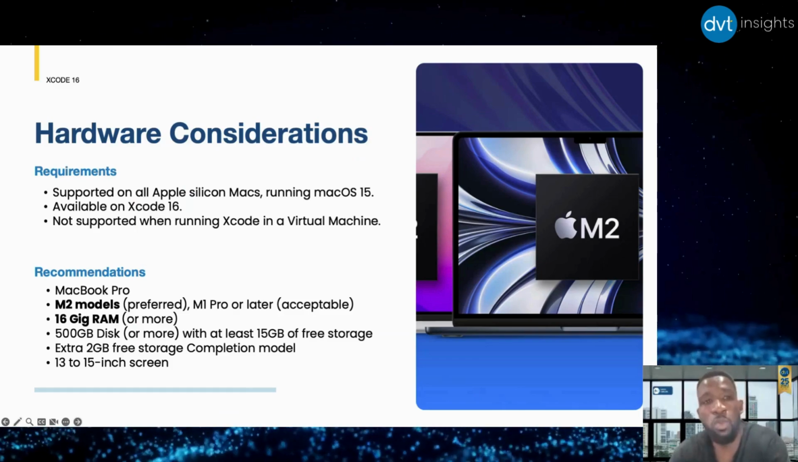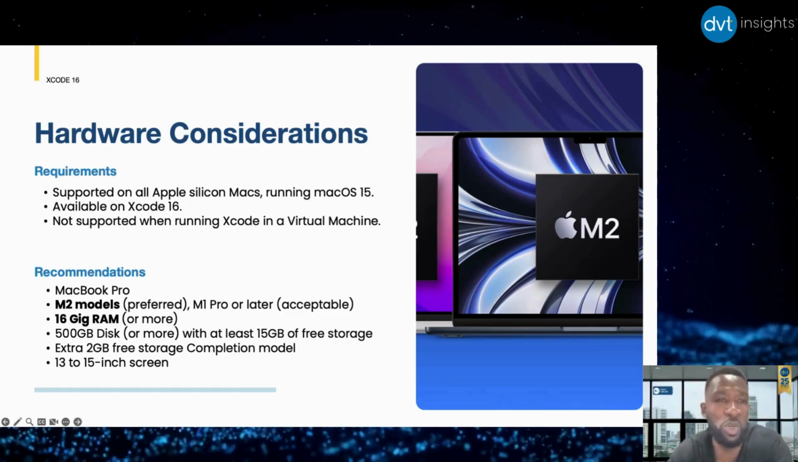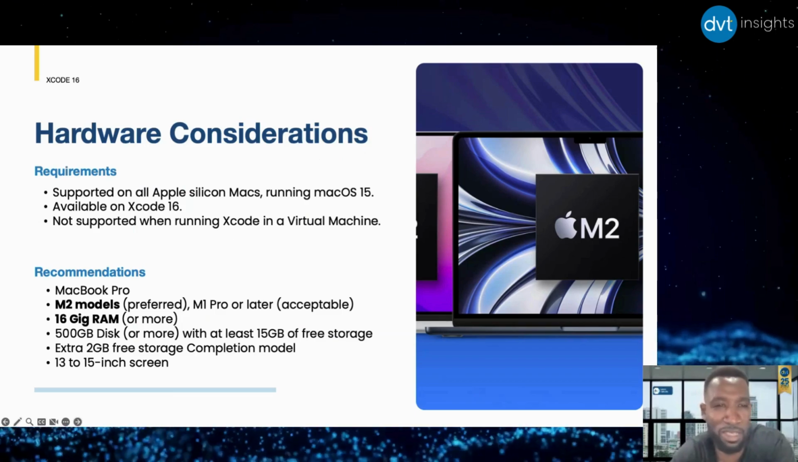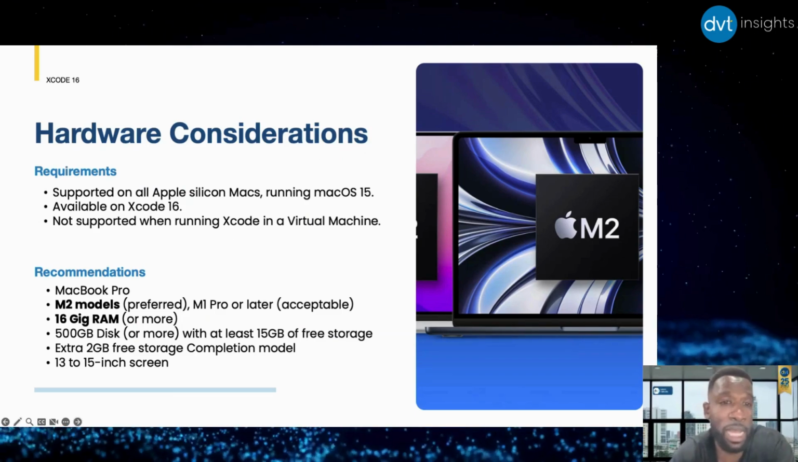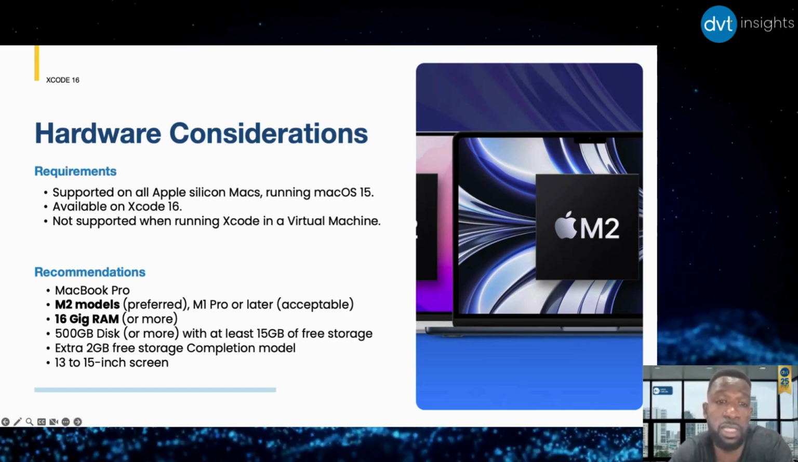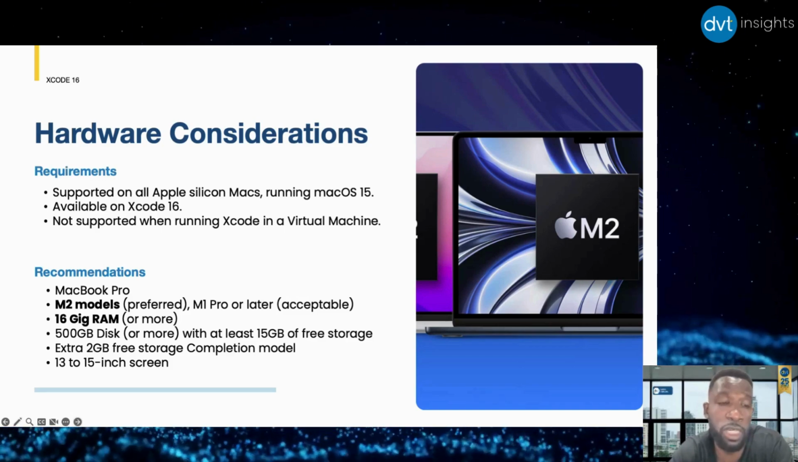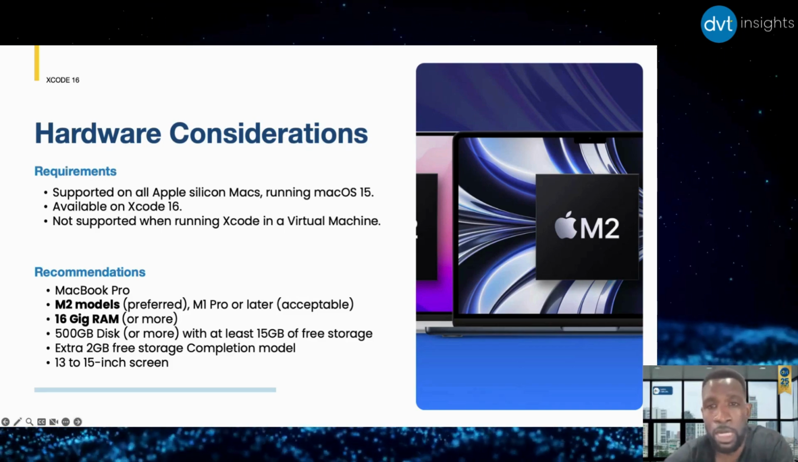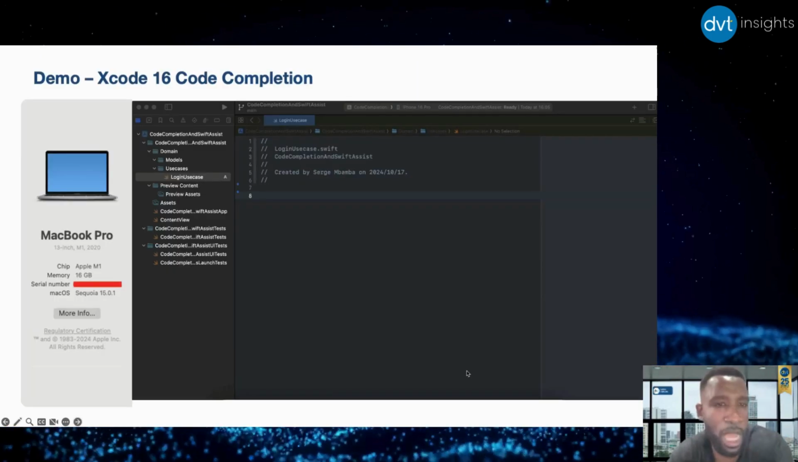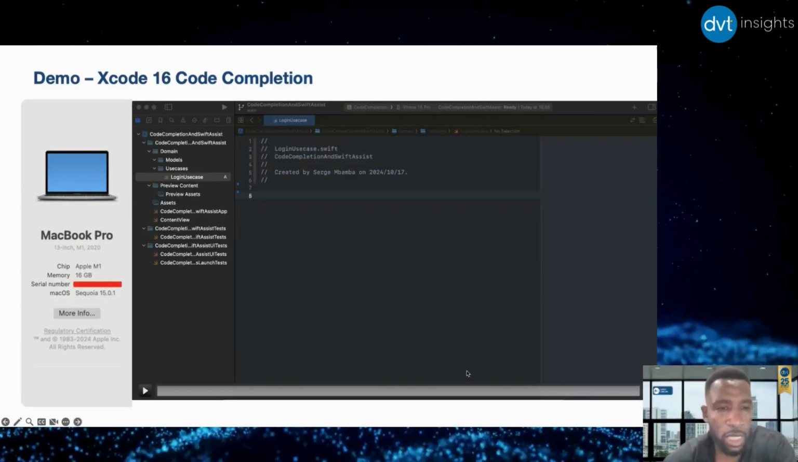In terms of hardware, this is all an Apple story, so we won't be speaking about any other device here. You need a Mac, and macOS 15 is required. For the chip, the M2 model is the one that is preferred, and you need 16 gigs of RAM. Now, let's see code completion in action. I'm going to kick off with the video.